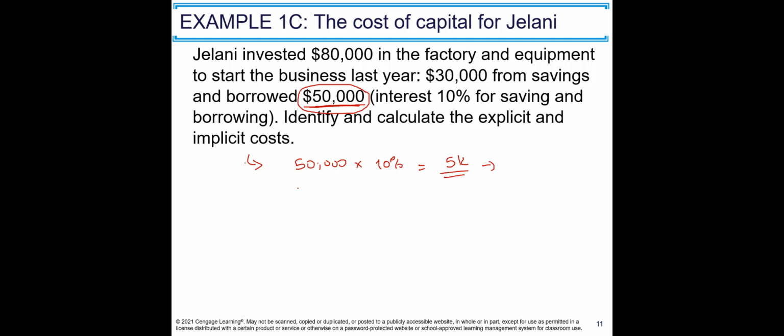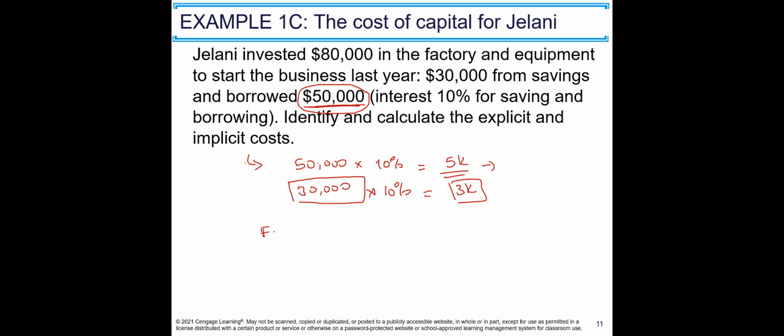But what happened to the 30K? The 30K you used from your savings, so you might think that there is no cost to it. Unfortunately, there is, because if there is no business, then you can use this 30K to earn a 10% interest rate from a savings account, from an asset, or anywhere else. Therefore, you are giving up an interest income of 3K.